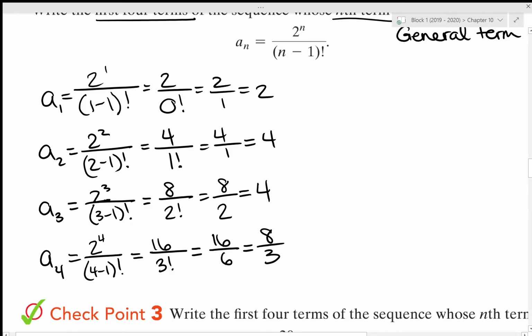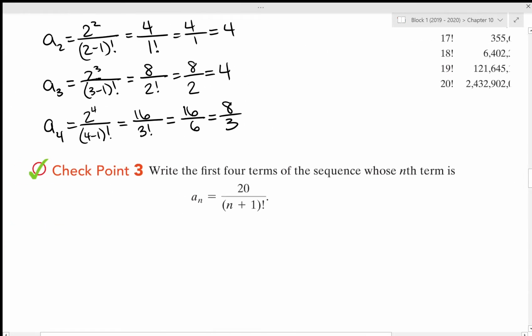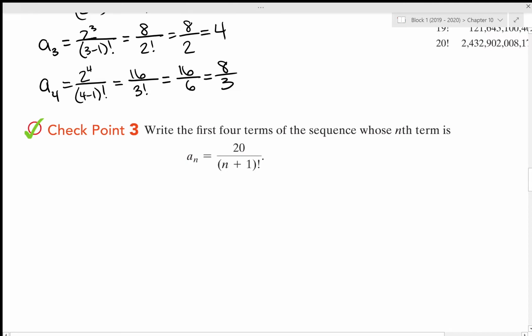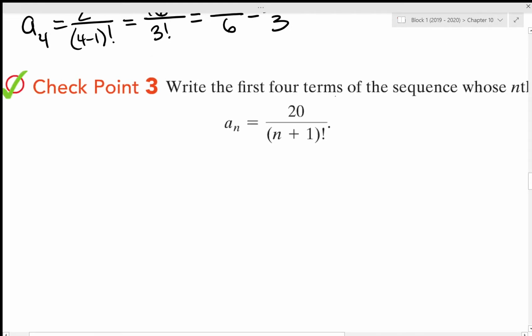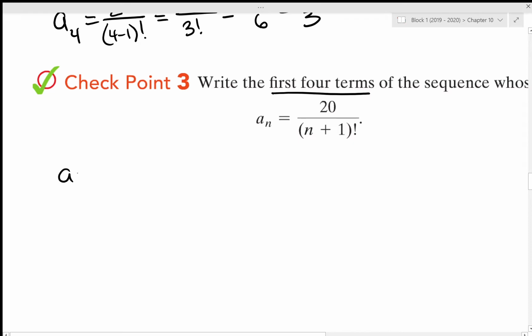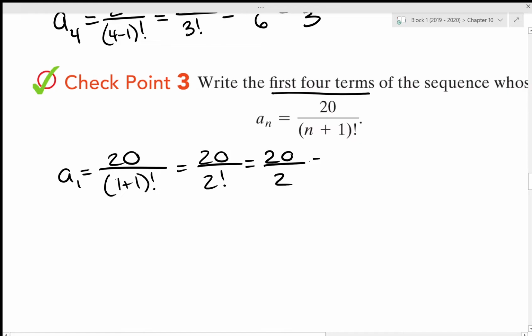So, again, we're just finding the pattern. So what I'd like you to do is pause the video and tell me the first 4 terms in checkpoint 3. All right, so first term, all right, a of 1 is 20 divided by 1 plus 1 factorial. 20 divided by 2 factorial, which is 2, is 10.